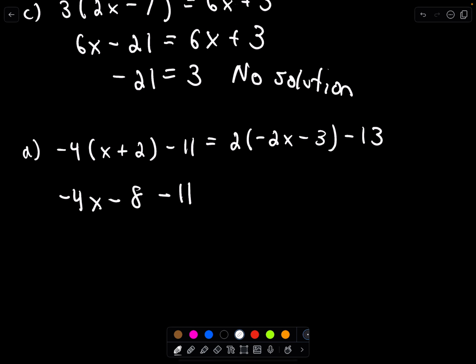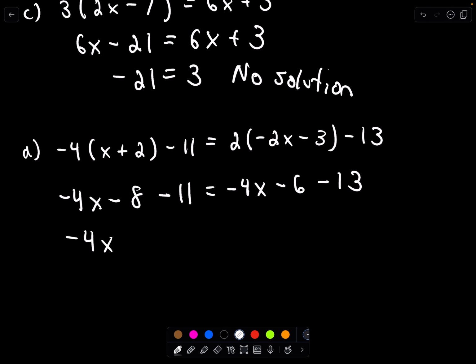It's just watching. Okay. Now on the right side again, we'll just take that 2 and distribute it to those two terms in the parentheses. So 2 times negative 2x is negative 4x. 2 times negative 3 is negative 6. And I still have my minus 13. So let's see here. What have we got? Okay, I think we were already getting into some issues. Or no, I think I see it.